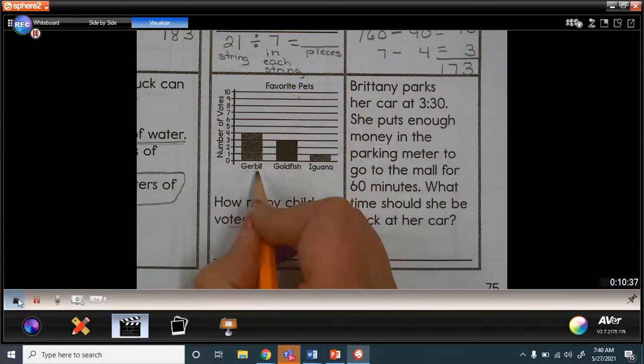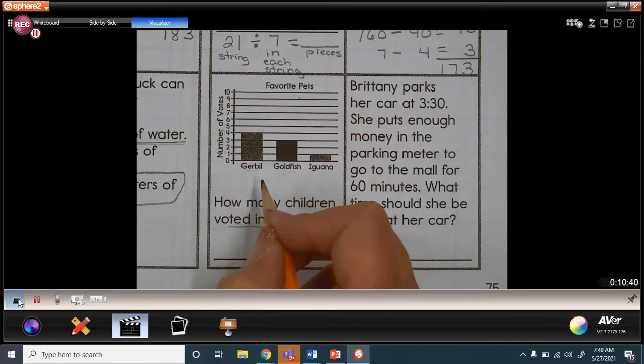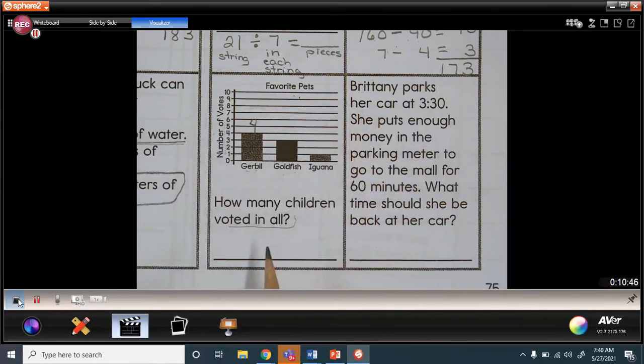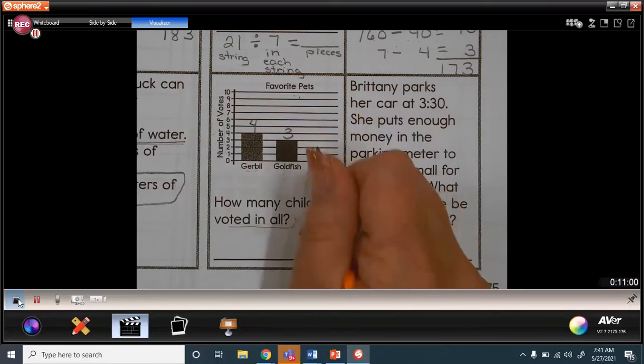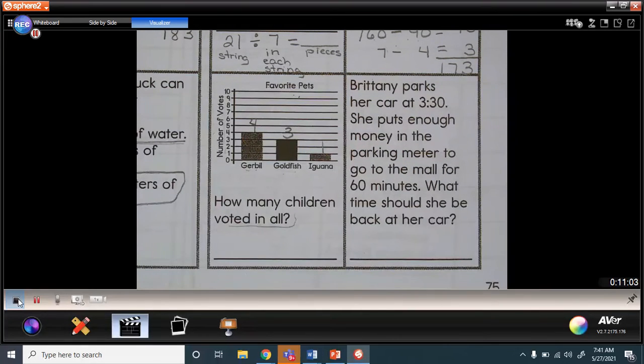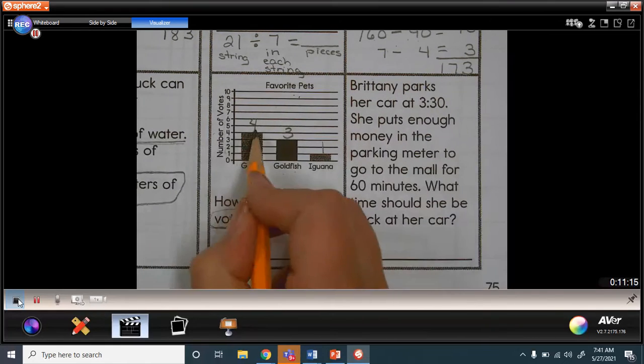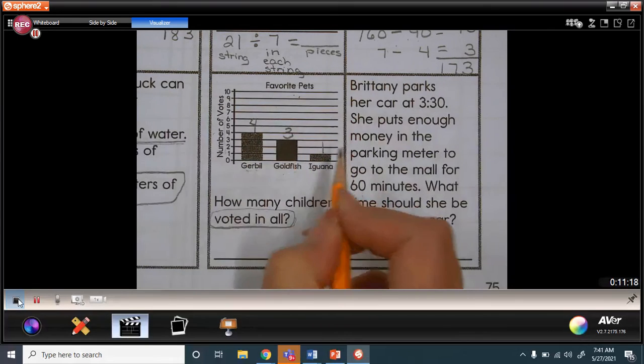So, how many kids voted for gerbil as their favorite pet? Right, 4. How many students voted for goldfish as their favorite pet? Right, 3. And finally, how many people chose the iguana? Yeah, for iguana, only 1. So now, how many students or children voted in all? That's the key phrase there. How many children voted in all? Voted in all. So we got 4 votes here, and 3 votes here, and 1 vote here.